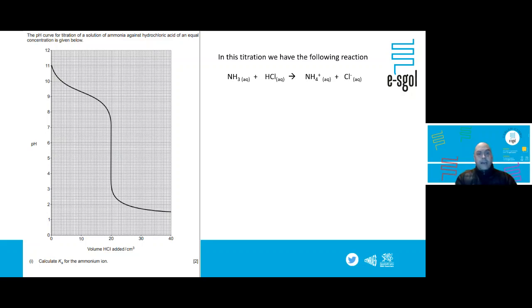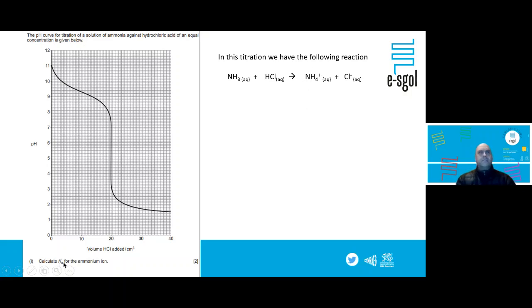pH curve, we've got a weak base and we're adding a strong acid to it. This is ammonia versus hydrochloric acid. So you can see here I've represented that as this reaction: ammonia plus HCl forms ammonium chloride. And I've written these as separate species because it's the ammonium chloride, if you look at the question, that we're being asked to work out the Ka value for.